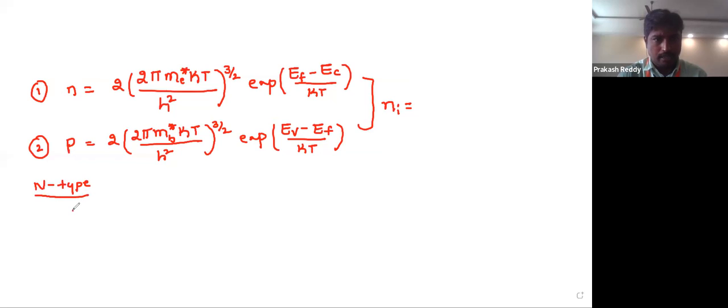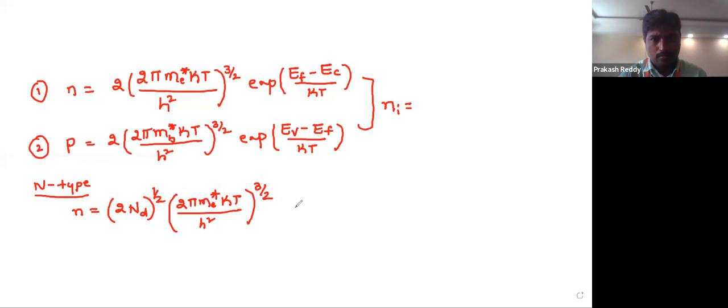So for N-type semiconductor, the number of electrons is given by 2 into Nd whole power 1 by 2, into 2 pi me star kt by h square whole power 3 by 2, and exponential of Ed minus Ec by kt.